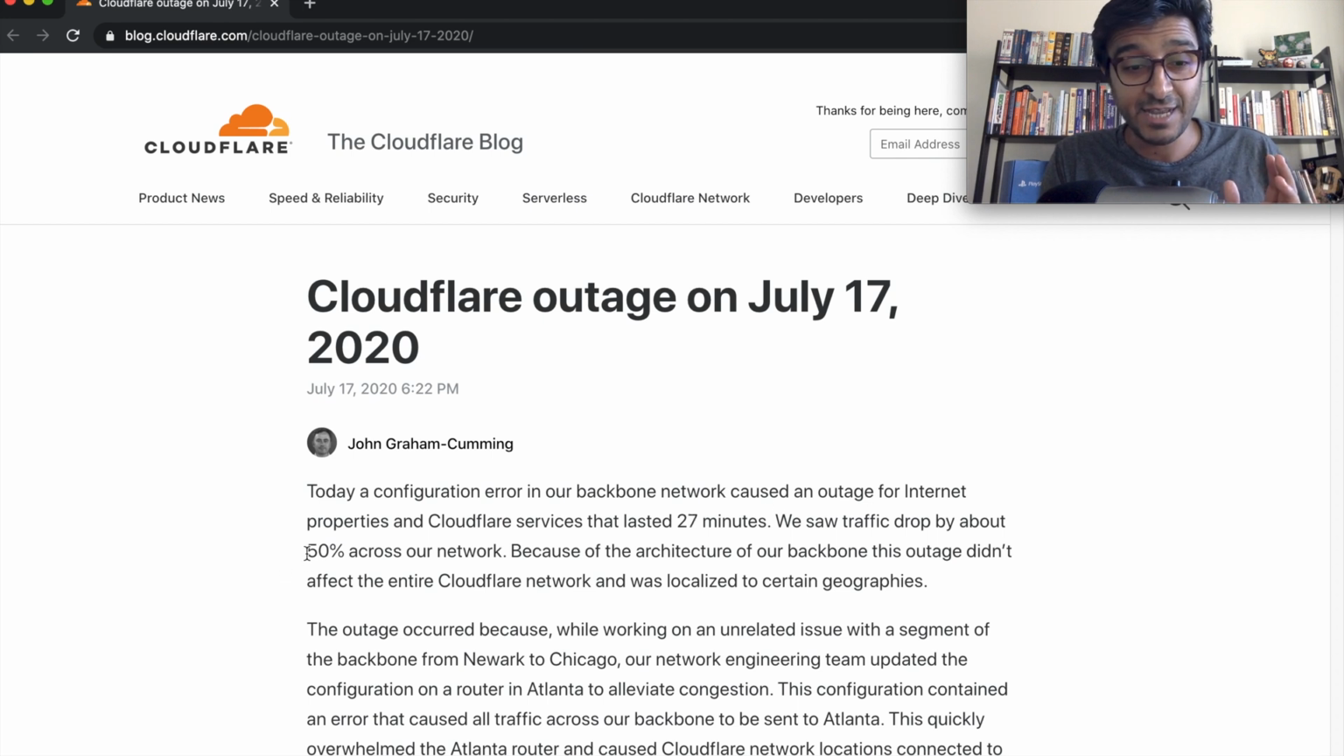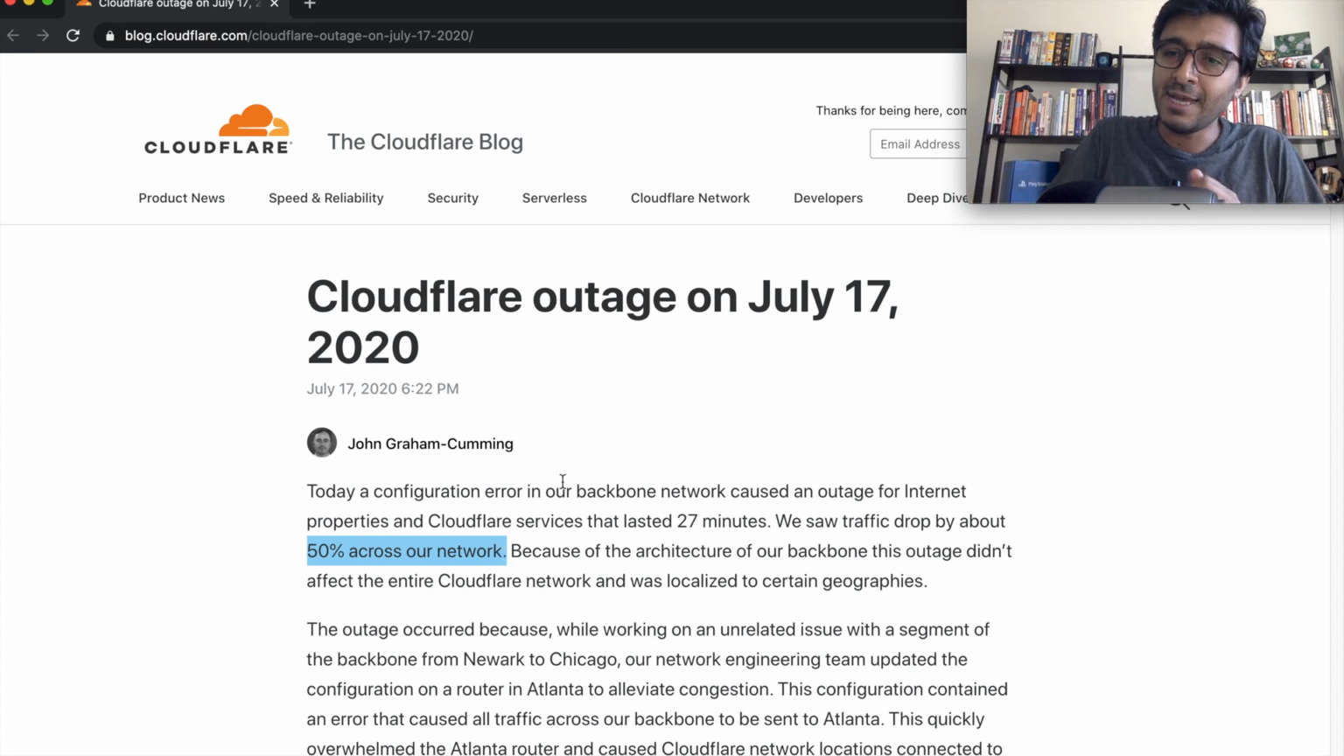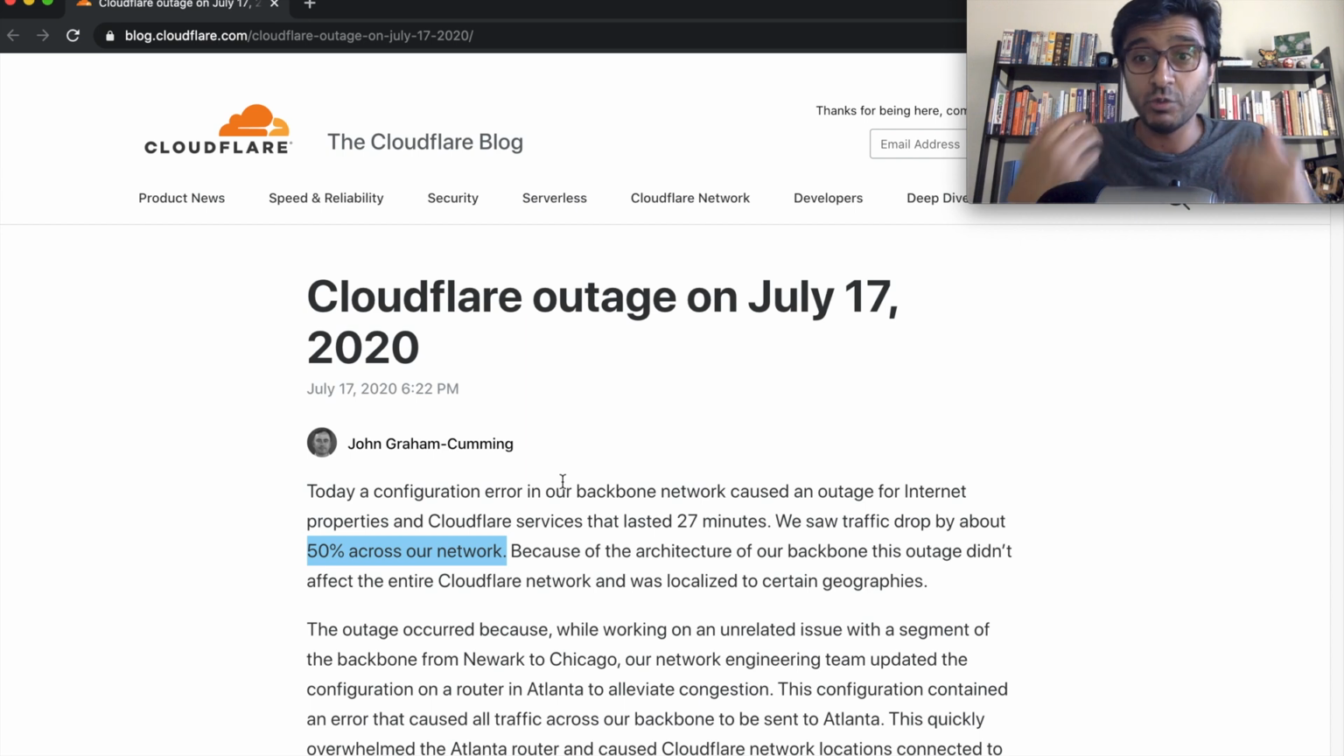And they said like 50% of the traffic would drop. They call it an outage, and you can call it an outage, but it was a congestion of the network, which led to a drop of packets, which led to services being unavailable, because we're going to talk about it, right?